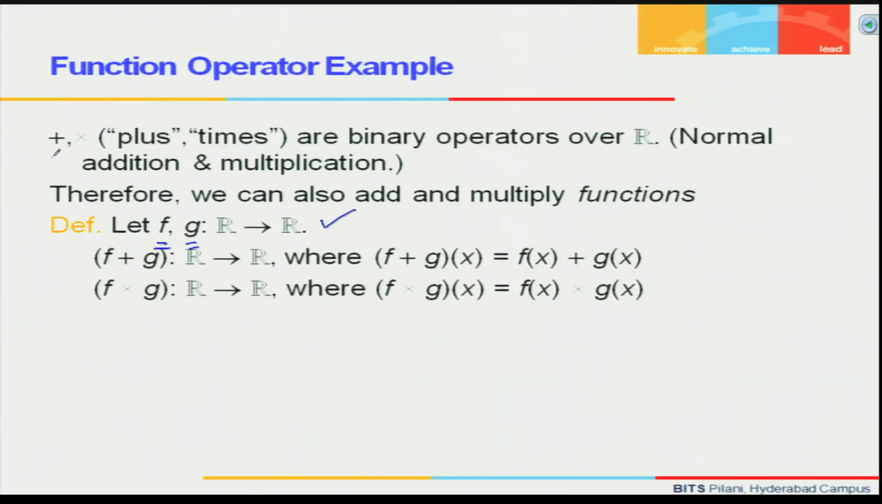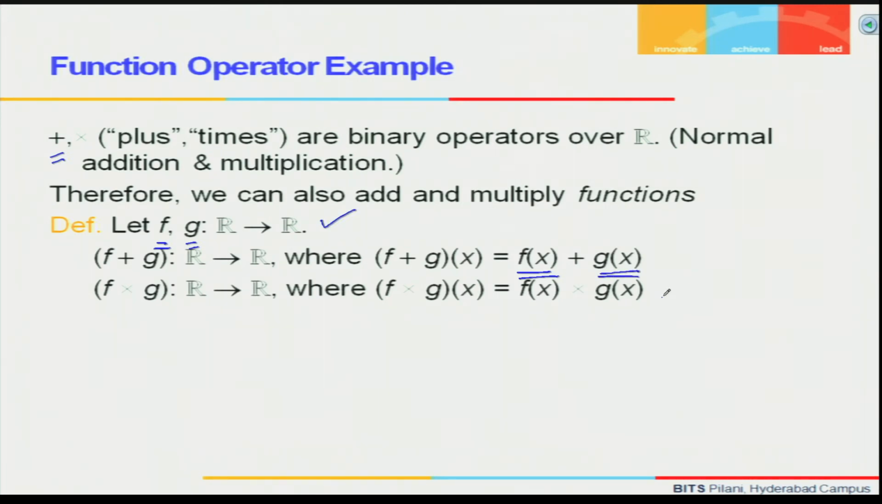because this plus is a binary operator on R, this plus can be as well an operator on the set of all functions that are running from R to R. How they have been defined is, f plus g is defined from R to R in this way: f plus g of x is equal to f of x plus g of x. This is how they are defined.